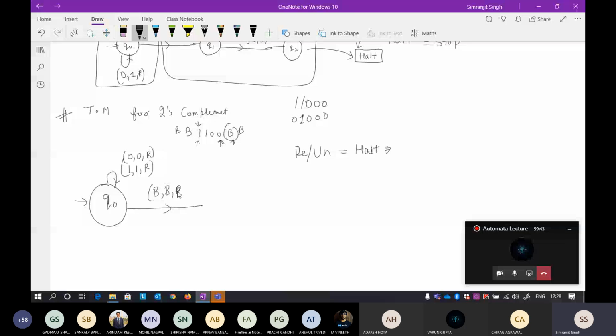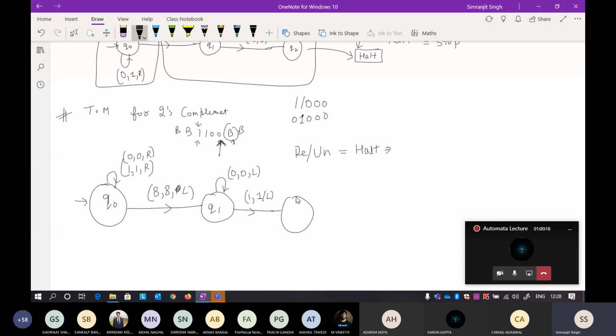Now my pointer is here. Now for this one, it's very simple. For q1, if there is a zero, keep the zero as it is, do not do anything, and keep moving left. When there is a first one, keep the first one as it is. That is why I'm writing it on an arrow. When there is a first one, keep the first one as it is and keep moving left.